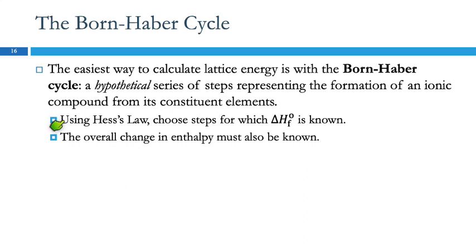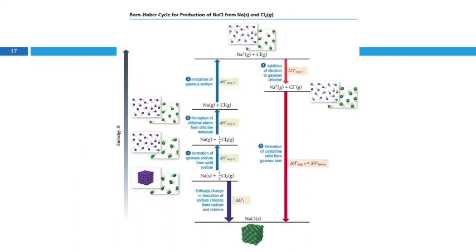So we use Hess's law, and we choose steps where the heat of formation is known. We also need to know the overall change in enthalpy, and then delta H lattice is the missing piece that we can solve for. So the sodium chloride forming, here's where we're starting with solid sodium, 1 mole of that, and half a mole of chlorine gas. So we can imagine what's happening here is, well, we need to take solid sodium and put it into the gas state. That's going to cost some energy. People have studied that, and you can look that one up.